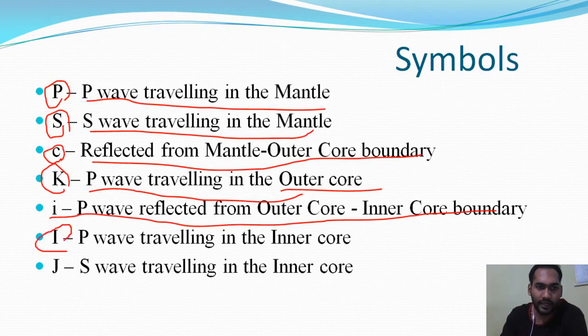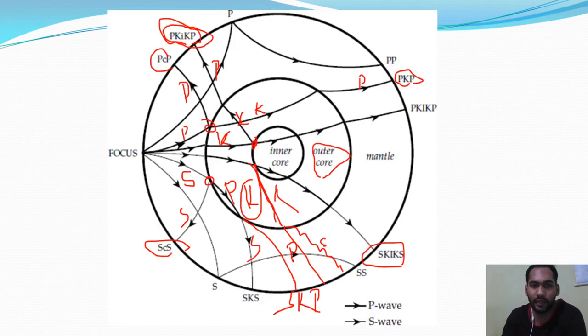Then capital I, that is P wave traveling in the inner core. When P travels in the inner core, it is named as I. So P, K, I, K, P means P in mantle, then P in outer core, that is K, then P in inner core, that is capital I, then P in outer core, that is K, then P in mantle, that is P. P, K, I, K, P.